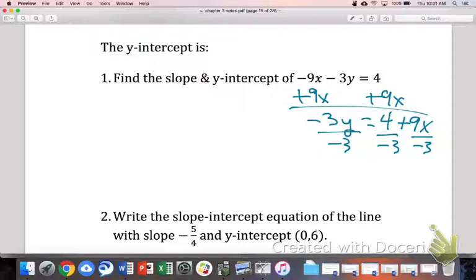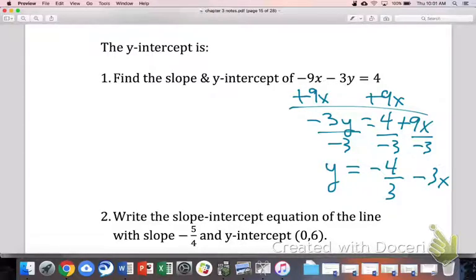Okay, so let's simplify this a little bit. Y equals 4 over -3 does not really simplify, so that would be -4/3. But what is positive 9 over a -3? -3, yeah, they reduce it down to -3. So minus 3x. Okay. So now this is in slope-intercept form. How do I know that it is in slope-intercept form? Well, okay, it's mx plus b equals y, right? The y is all by itself. That's how I know it's in slope-intercept form. And now we can identify the slope and the y-intercept.